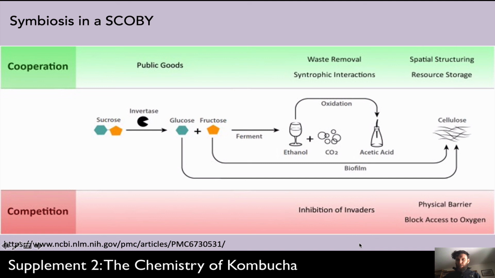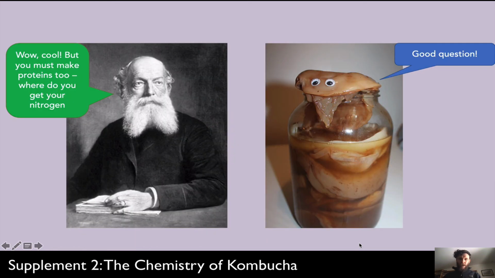This also helps to block access to oxygen, keeping it in this sort of anaerobic fermentive conditions down in the SCOBY, down in the broth that is fermenting. So this is how the yeast and the bacteria work together to create this cooperative environment that allows them to both benefit to the exclusion of other microorganisms.